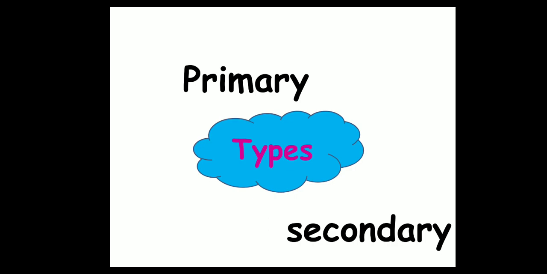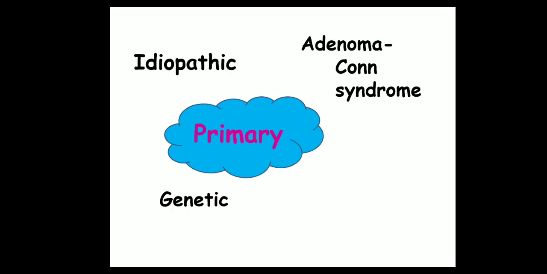What are the causes? When we go to the causes, we need to know it's based on the types. There are two types of hyperaldosteronism, primary and secondary. Primary is mainly caused either by idiopathic reasons, we don't know why it's happening, there is too much production of aldosterone. Or it can be caused by an adenoma of the adrenal gland, that's known as Conn syndrome. Or it can be genetic, that means there is a familial tendency that runs in families. So these are the primary reasons for hyperaldosteronism.